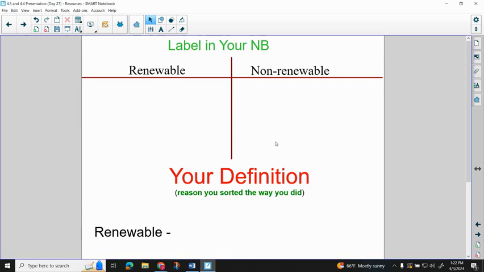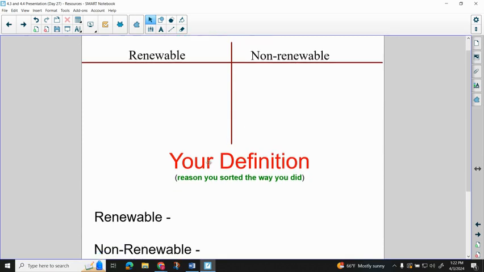There are 10 items, and note that the tray itself is item number 10, plastic. I want you to have 10 things written down in these 2 sections. After you have sorted those, I want you to come up with why you sorted them the way you did. Why did you put the items that you put under renewable, and why did you put the other items under non-renewable? What did you use to define renewable and non-renewable?